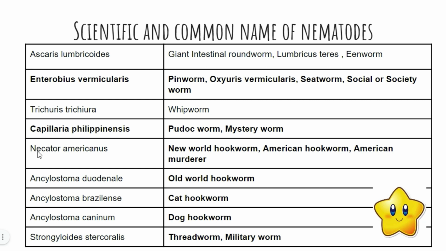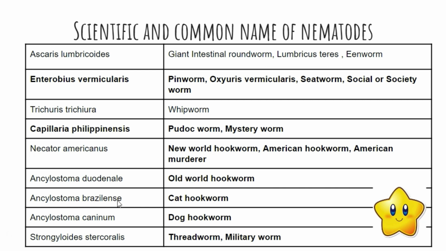For Necator americanus, Necator is otherwise known as the New World hookworm, American hookworm, and American murderer. Letter N, Necator. Letter N, New World. And then we also have Ancylostoma duodenale, Old World hookworm. Take note of the difference again: Necator, letter N, New World; Ancylostoma, Old World.